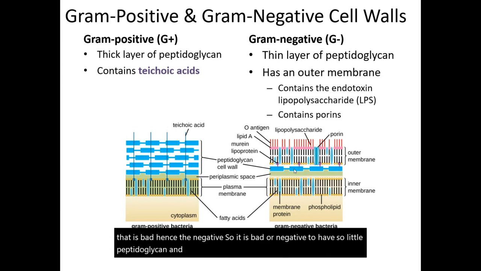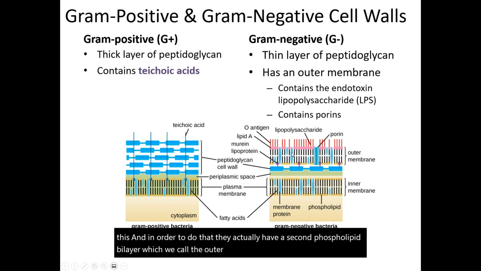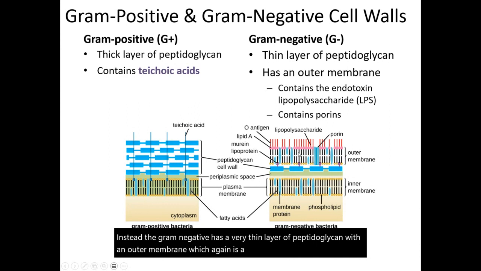And so the gram-negative cells have to compensate for this. In order to do that, they actually have a second phospholipid bilayer, which we call the outer membrane. Notice the gram-negative cell and the gram-positive cell are about the same size. But whereas the gram-positive has this really thick layer of peptidoglycan, instead, the gram-negative has a very thin layer of peptidoglycan with an outer membrane, which again is a second phospholipid bilayer. But there's a few little bonus features that come with this outer membrane.